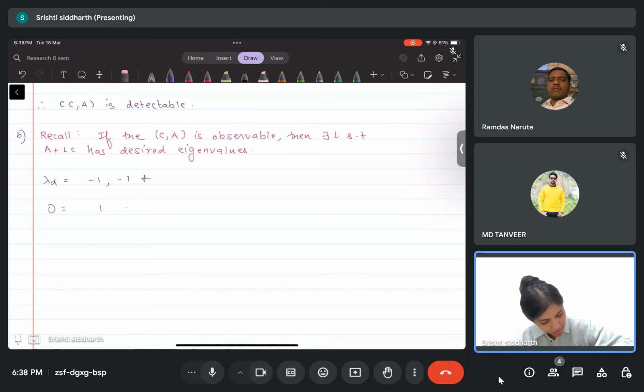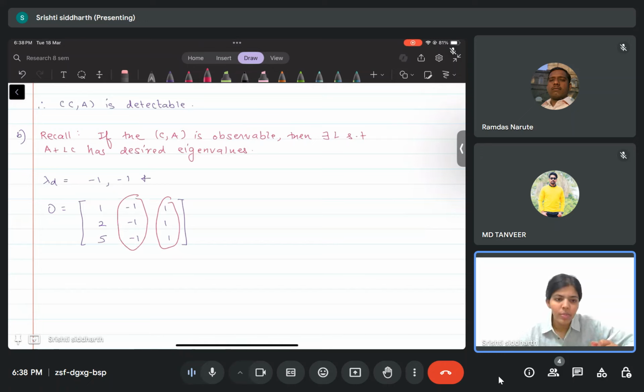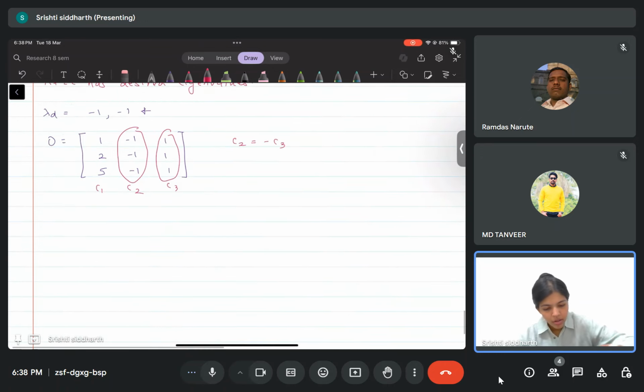This is 1, minus 1, 1, 2, minus 1, 1, 1, 1. So you can easily see that these columns are not all linearly independent. This is C1, C2, C3. You can easily see that C2 is minus C3. So the rank of the observability matrix is not n, which implies that the pair CA is not observable.